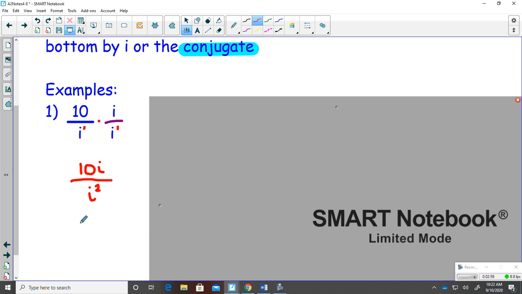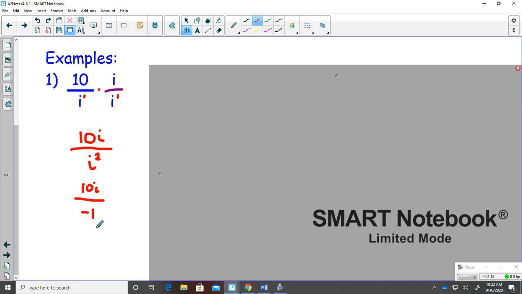Okay, in the next step, you're going to drop your 10i down, and then you're going to divide through by i squared, and i squared is equal to -1. And then just make sure that in a fraction or a division problem, you never leave a negative number on the bottom. So you're going to divide through 10 divided by -1. So the best answer is -10i. This is a simplified answer to this problem.